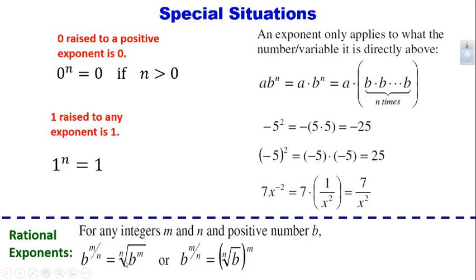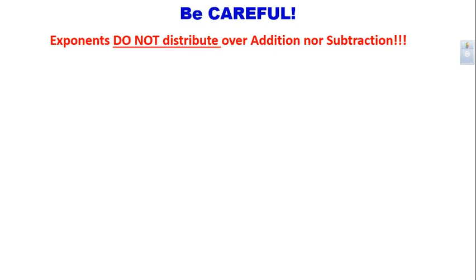So the nth root of b to the m, or the nth root of b and that number raised to the power m, means the m is the numerator of the rational exponent and n is the denominator. n is the root that we take. Here's an example. b to the 2/5 means you're raising b to the power 2 and then taking the fifth root of that. And so we should make sure we understand those rules. Also, please be careful. Exponents distribute over multiplication and division, but not over addition and subtraction. So if you have (x plus y) to the n, that does not mean you get x to the n plus y to the n.